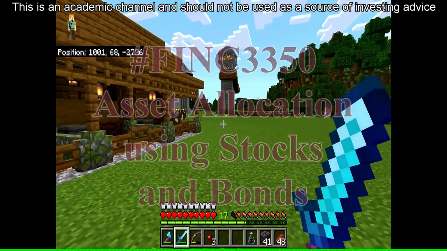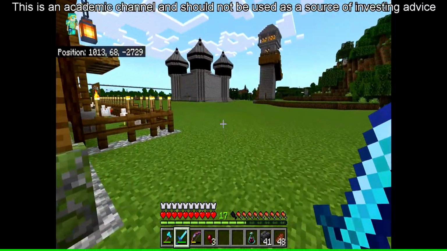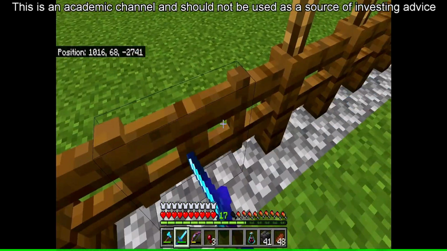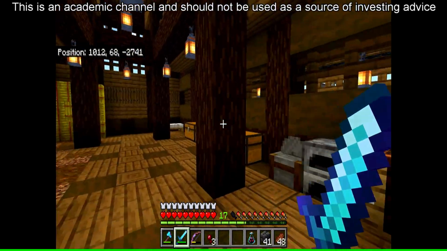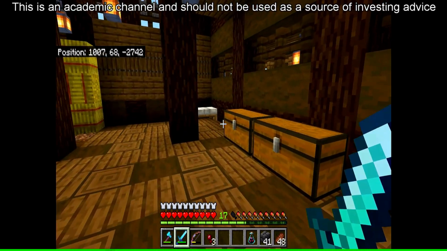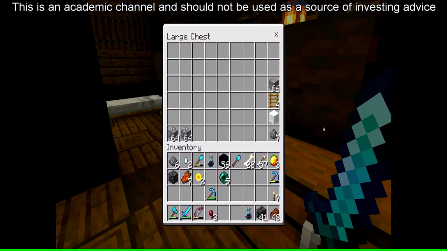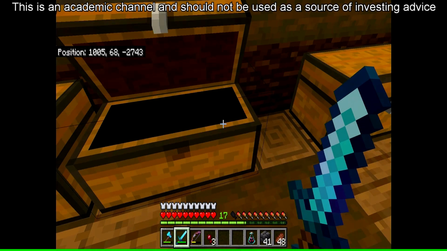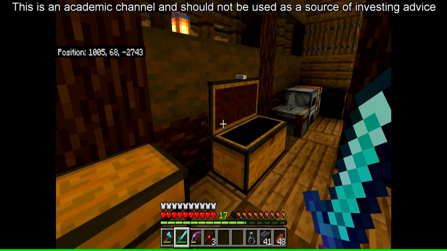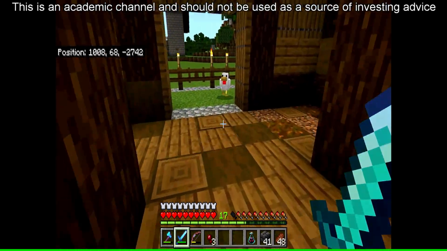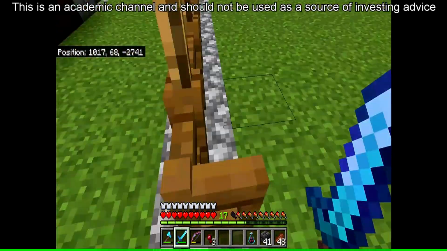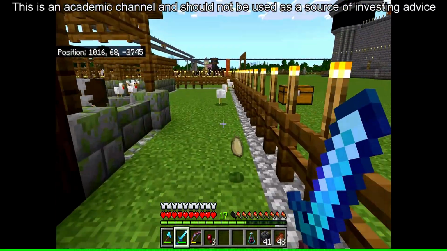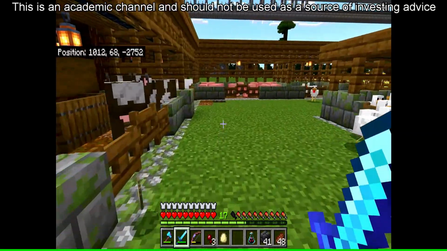Asset allocation using stocks and bonds. A common approach to asset allocation using stocks and bonds is to use the 100 minus your age rule, where you allocate a percentage of your portfolio to stocks equal to 100 minus your age, with the remaining portion going to bonds. For example, a 30-year-old would invest 70% in stocks and 30% in bonds, while a 60-year-old would have a 40-60 split, reflecting a more conservative approach as they near retirement.